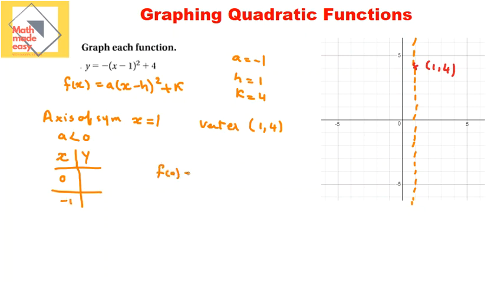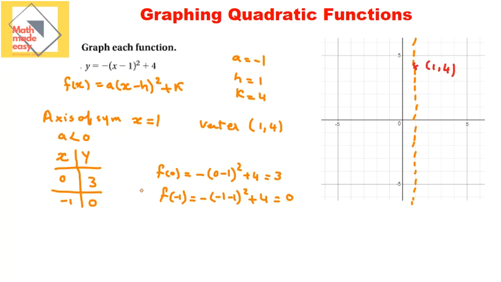Well, f of 0, just substitute in the equation you have, it's going to be negative (0 minus 1) squared plus 4. Well, 0 minus 1 is negative 1, squared is 1. Negative 1 plus 4 is 3. So my first point is going to be at (0, 3). f of negative 1 is going to be negative (negative 1 minus 1) squared plus 4. Well, this is negative 2 squared, which is 4. Negative 4 plus 4 is 0. So my second point here is at (negative 1, 0).